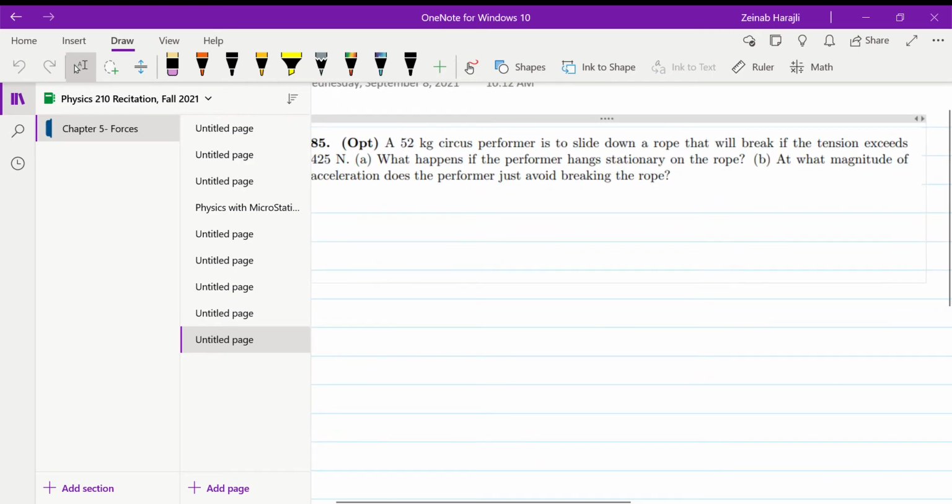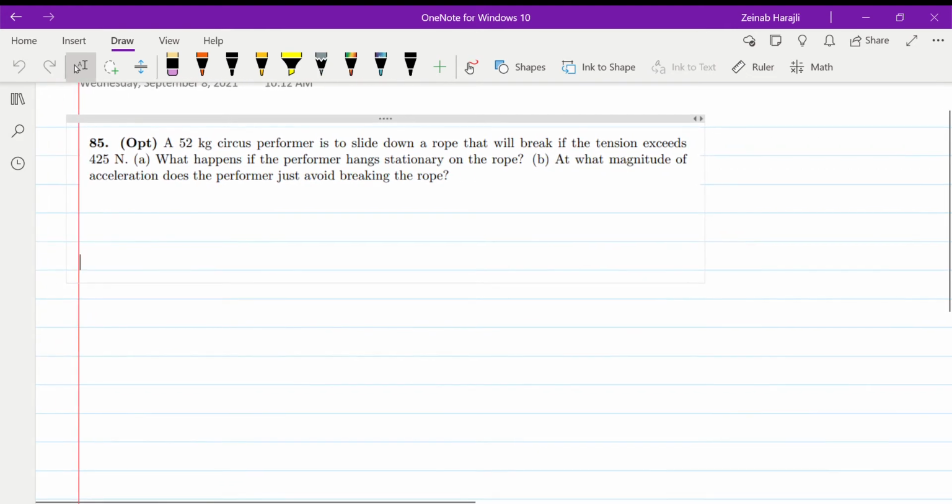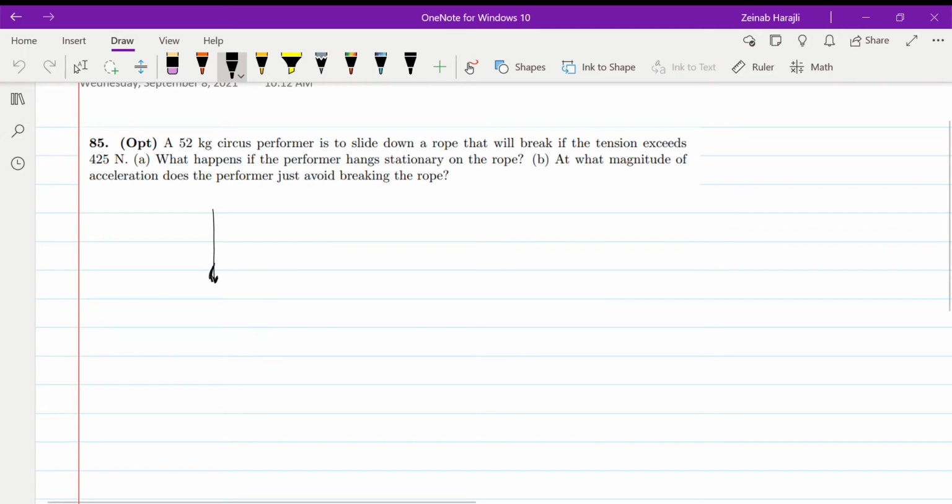So let's first check the forces that we have. We've got basically a rope and someone is hanging to it. Now, the forces that will be acting on this performer are basically the weight, which is downwards, and the tension, which is upwards. We are told that if the tension exceeds 425 newtons, then this rope will break. Let's check the value of the weight of this performer and see if it exceeds this maximum tension.